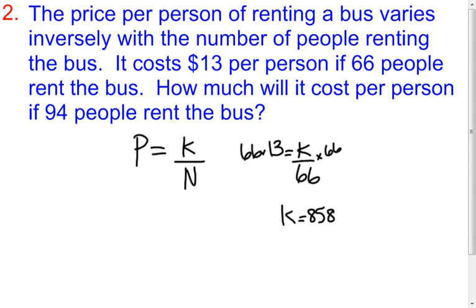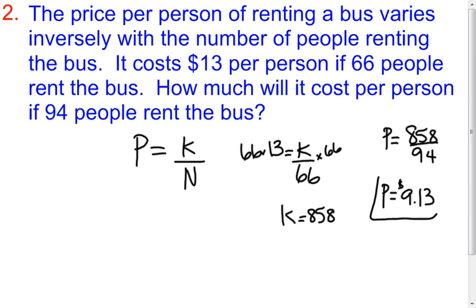Okay? Now, if you want to put 94 people on that bus instead, you will go back to that parent function. I don't know the price per person, but I know that the cost to rent the bus is $858, and I am going to put 94 people on it. When I take 858 divided by 94, the price comes out to be $9.13 per person. So that is much cheaper.